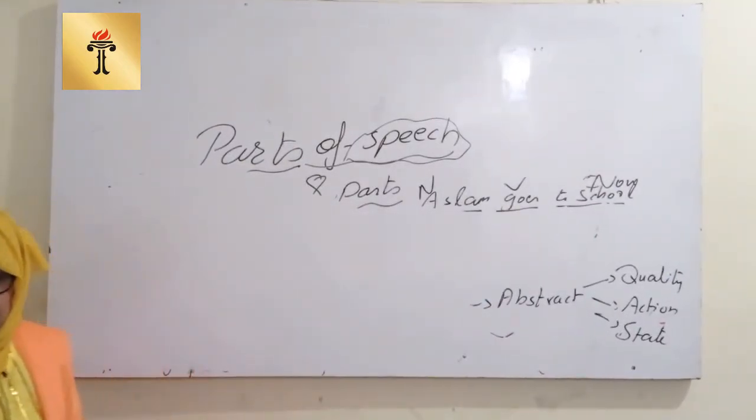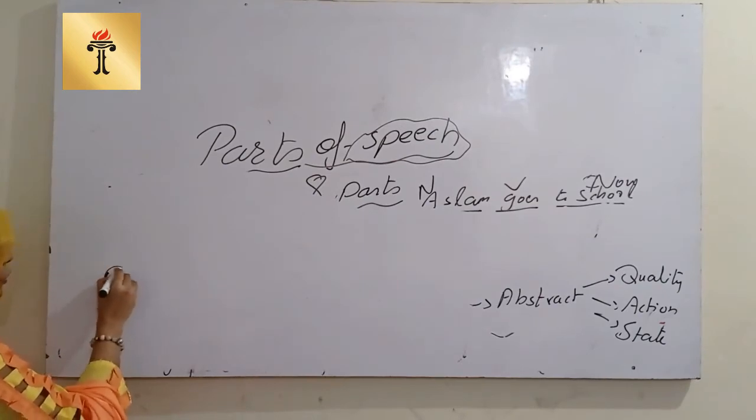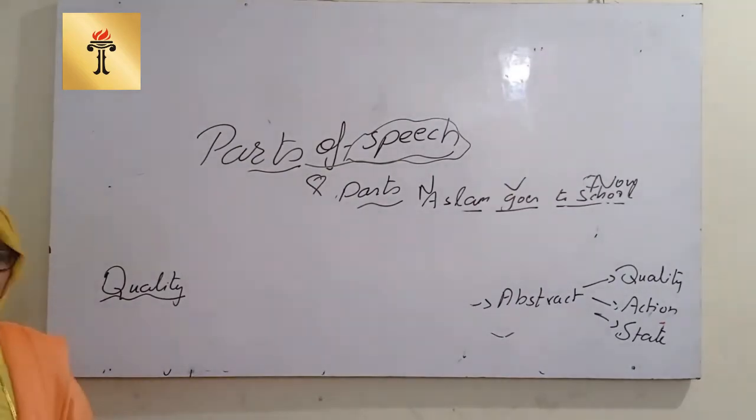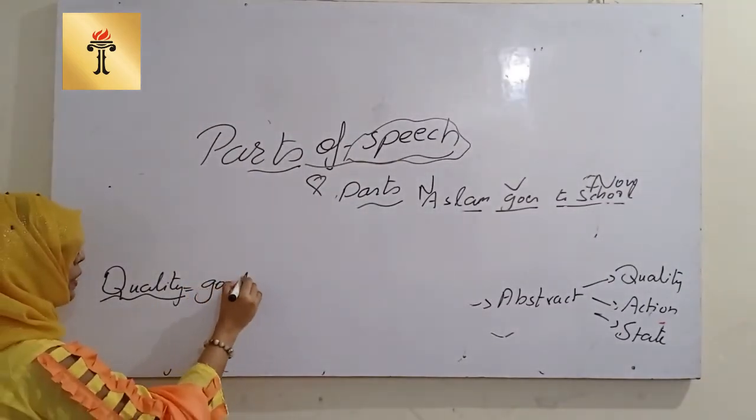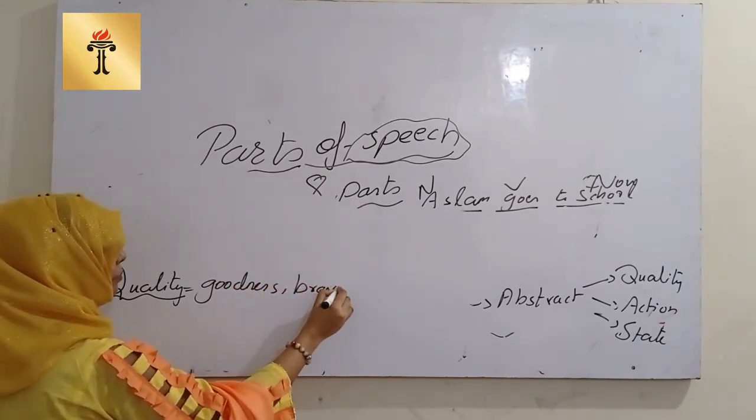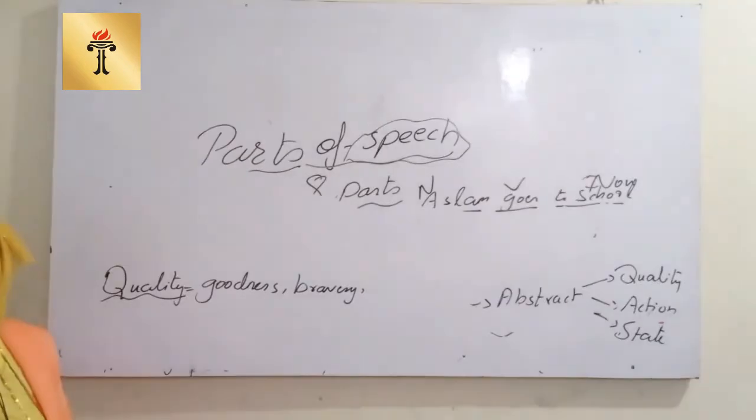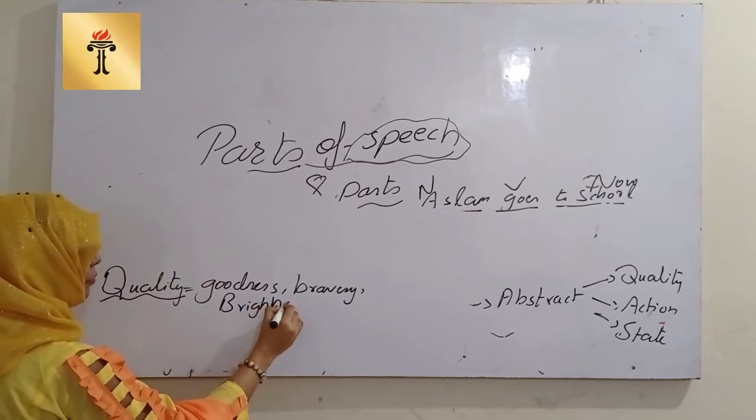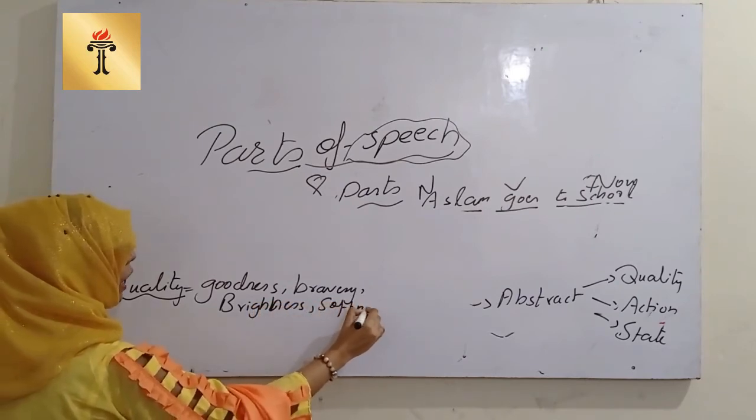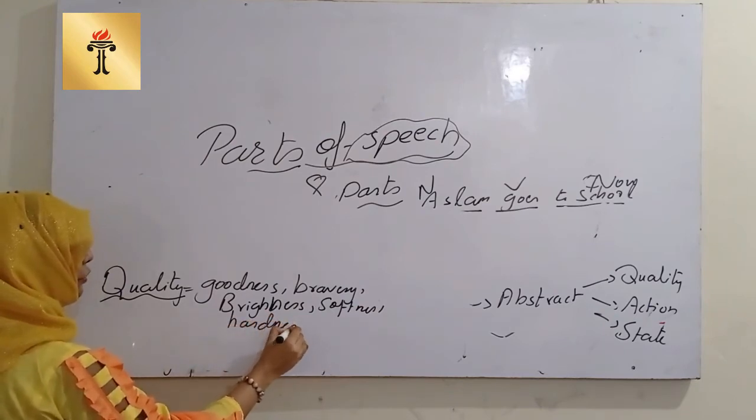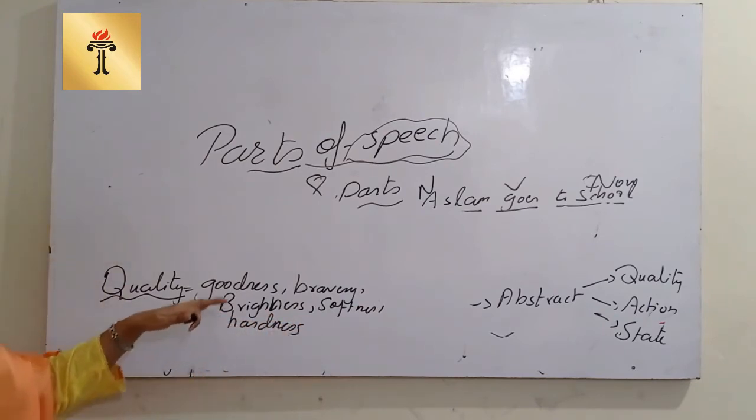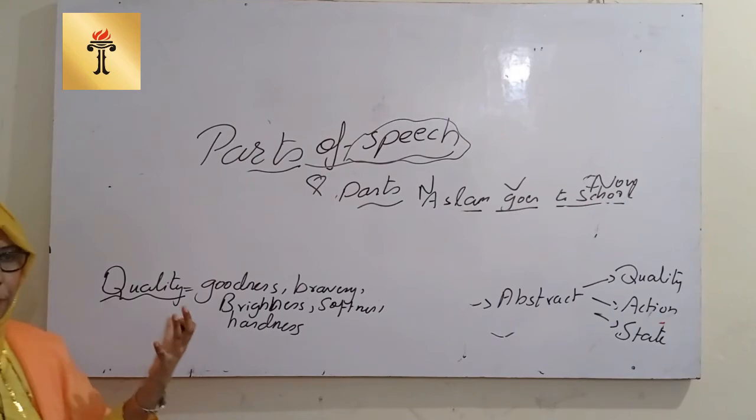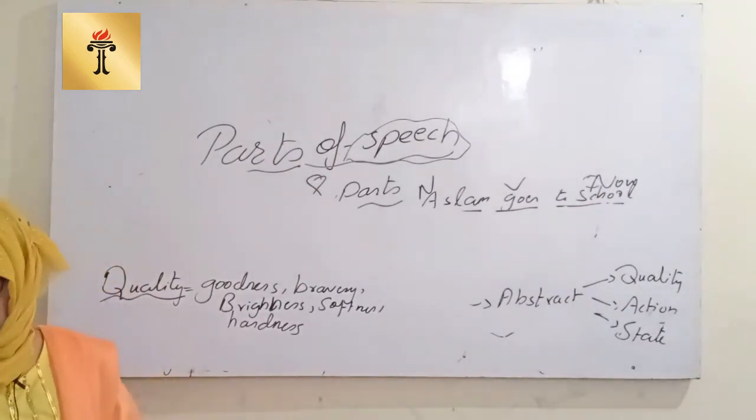Suppose I say quality, so write down this quality. The quality of something is goodness, bravery, like if he is courageous, brightness, softness, hardness. So it is the quality of something. Like it has goodness in it, he is very brave, it is a quality of someone, the picture is so bright, it is very soft, or the thing is very hard. So it is the quality of something.